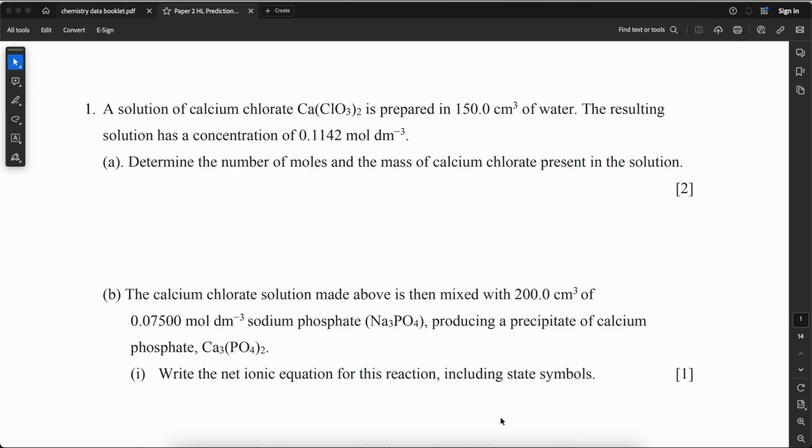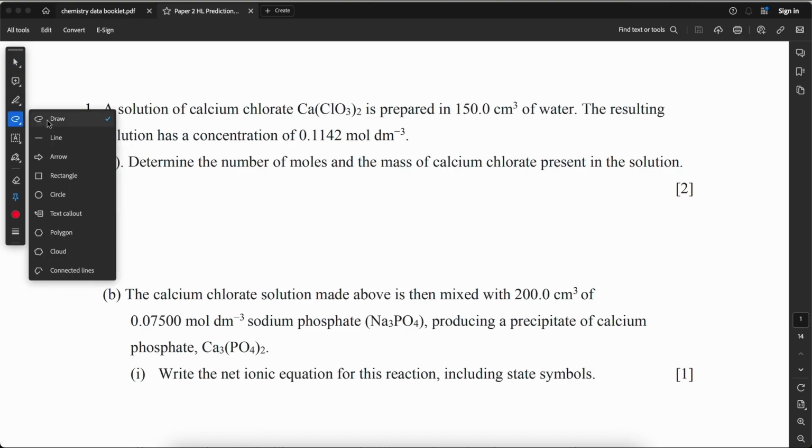A solution of calcium chlorate is prepared in 150 centimeter cube of water. The resulting solution has a concentration of 0.1142 molar. Determine the number of moles and the mass of calcium chlorate present in the solution.